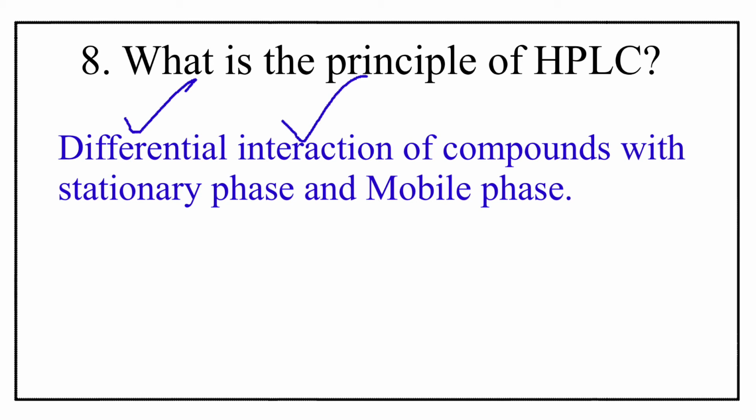As I said in one of the earlier answers, if the compound has more interaction with the stationary phase, then it will elute later, which means it will have a longer retention time. Whereas when the compound's interaction with the stationary phase is less, then such compounds will elute early, and will have a shorter retention time.